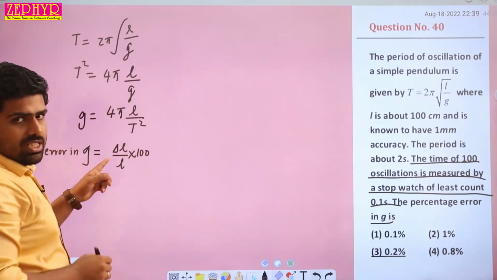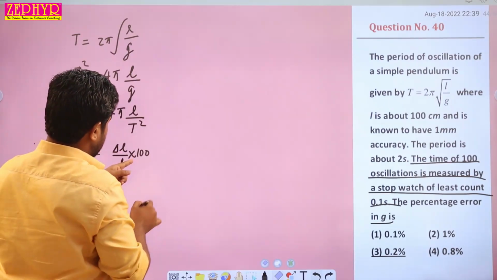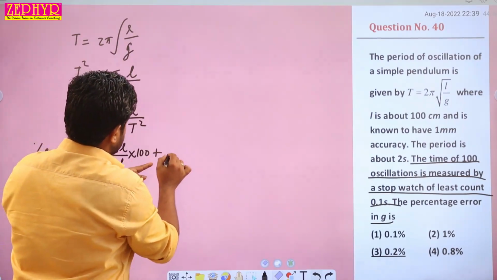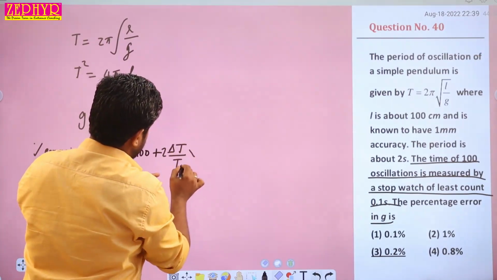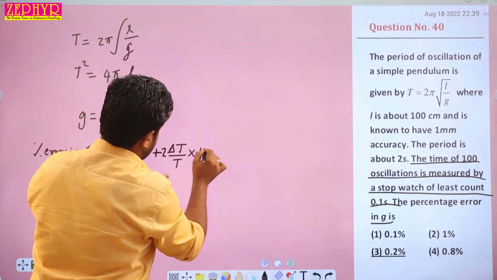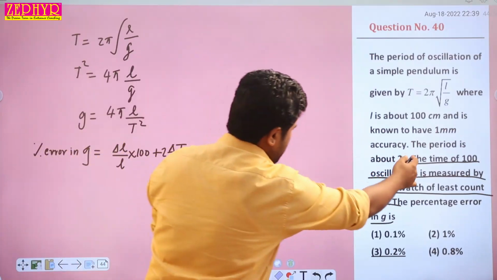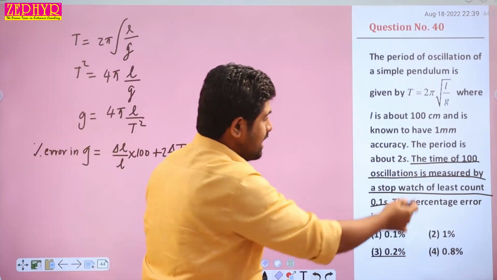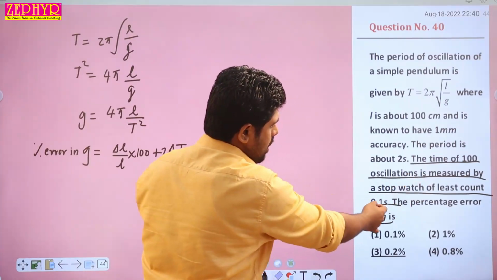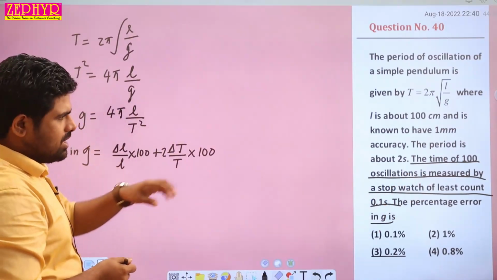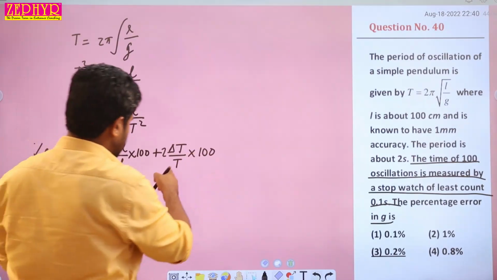The maximum percentage error in the physical quantity g is equal to delta L divided by L into 100 plus 2 into delta T divided by T into 100. Okay, see, actually here the period is about 2 seconds. The time of 100 oscillations is measured by the stopwatch with least count 1 second. That means here 200, that is the right value in the denominator.